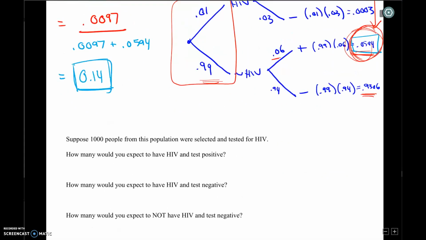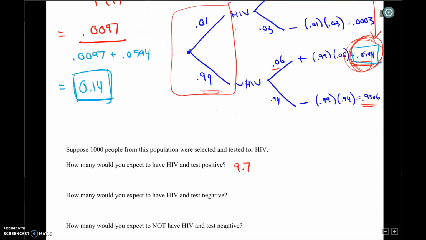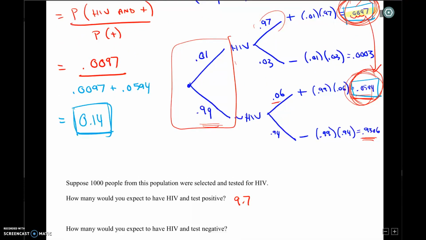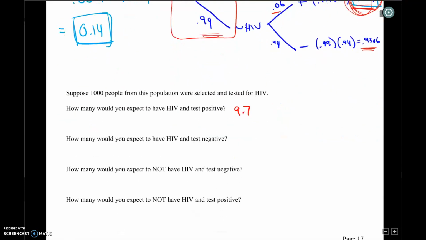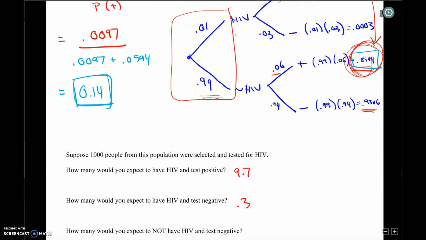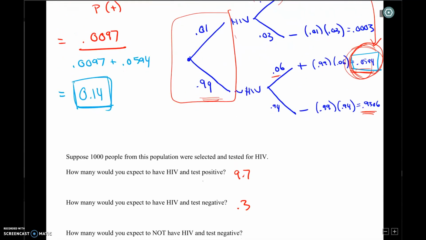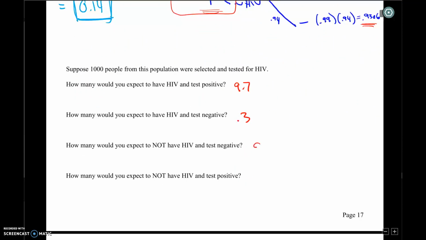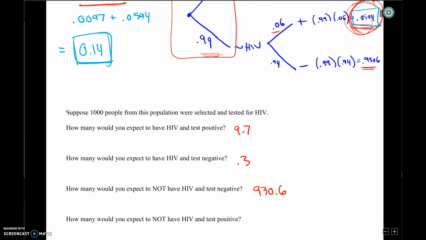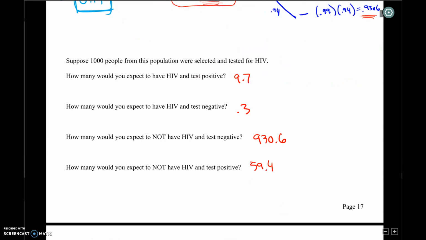How many would you expect to have HIV and test positive? That would be 9.7 people. How many do you expect to have HIV and test negative? 0.3 people. I should have said 10,000 people, but whatever. Not have HIV and test negative? That would be 930.6 people. And not have HIV and test positive? That would be 59.4 people.